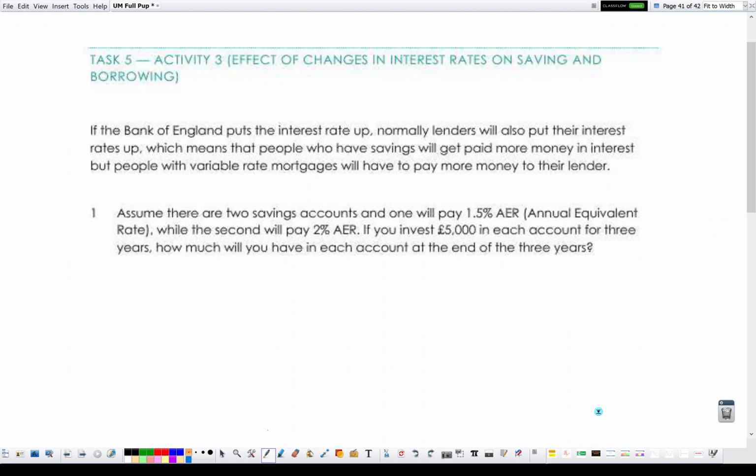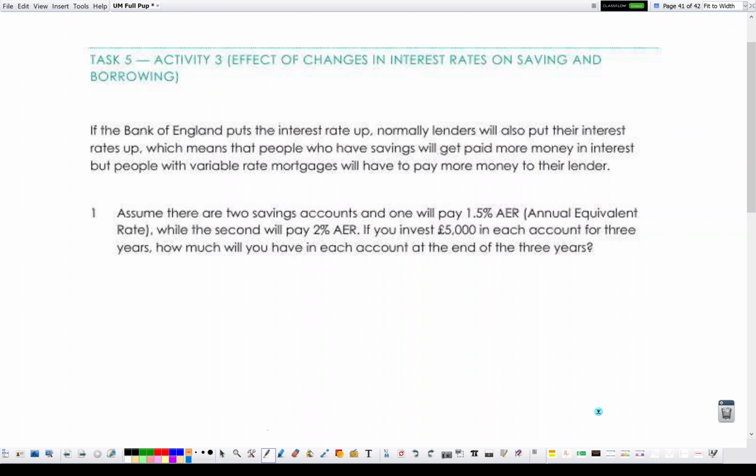Now, if you remember, interest rates on savings, we want them to be as high as possible because that means that we get more money back for our savings. On borrowings, we want them to be as low as possible because that means we have to pay less back on the money that we've borrowed.